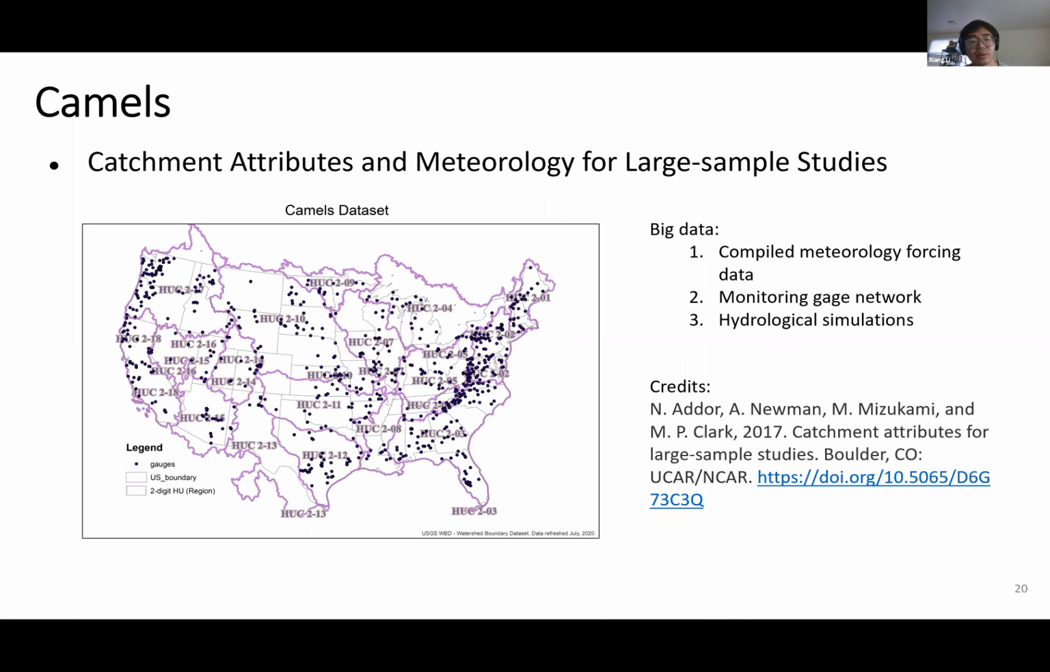This dataset also includes hydrological simulations. It was created in 2017 and it is totally available online for any researchers to do hydrological research. So just to point out, what the big data era means for researchers, and not only for graduate students but also for undergraduate students, is that there are lots of tools and data available for us to use and play around with.